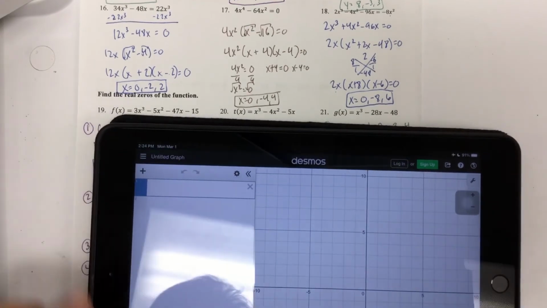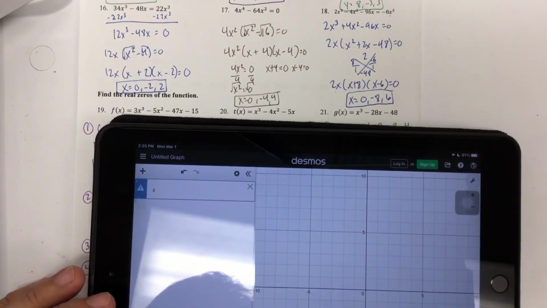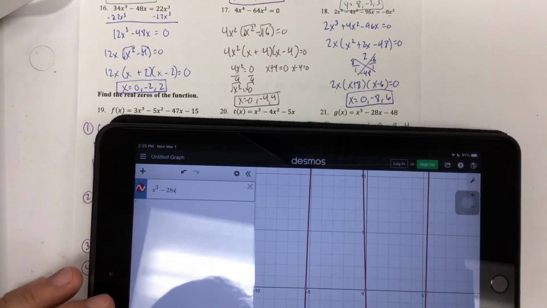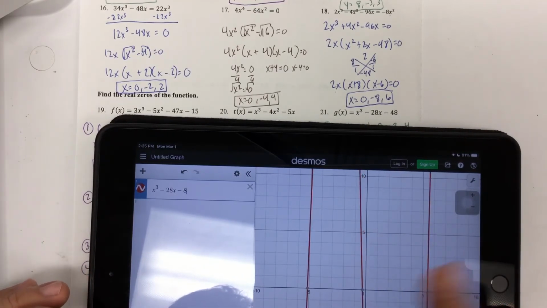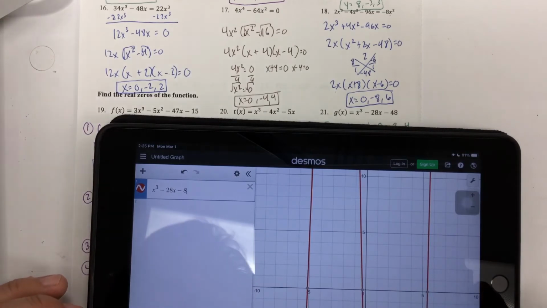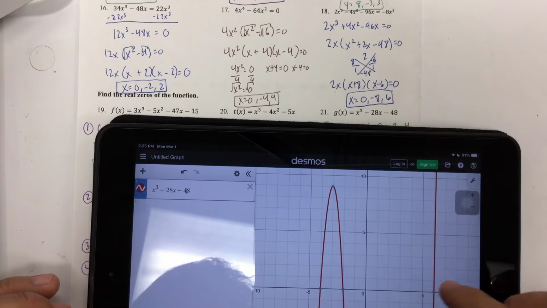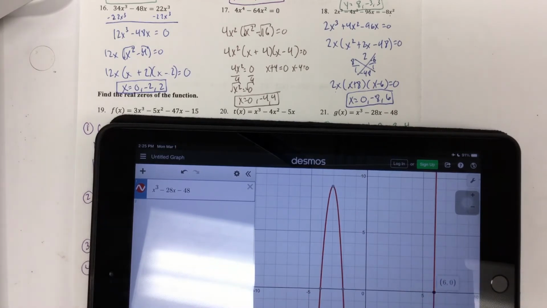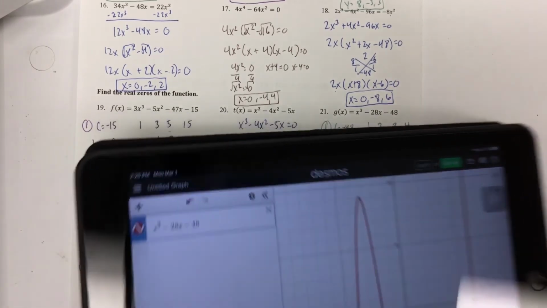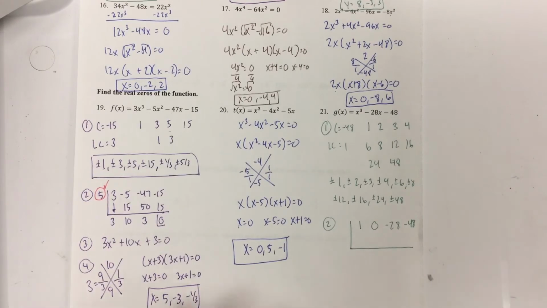So x cubed minus 28x minus 48. All right, so, oh, there's a missing 4. There we go. Yeah, this one looks good. 6. So I'm going to use 6 as my pivot point. That's going to be my first solution.